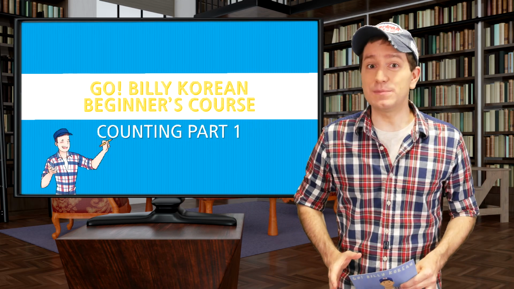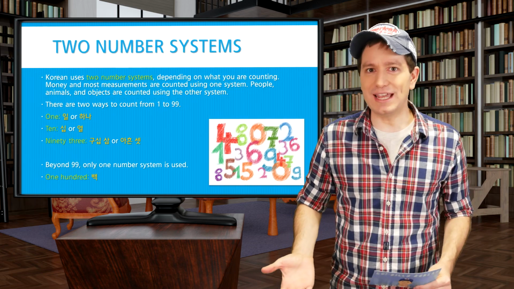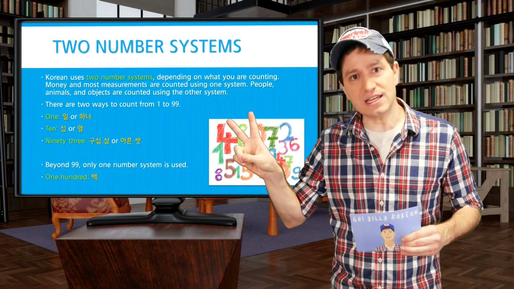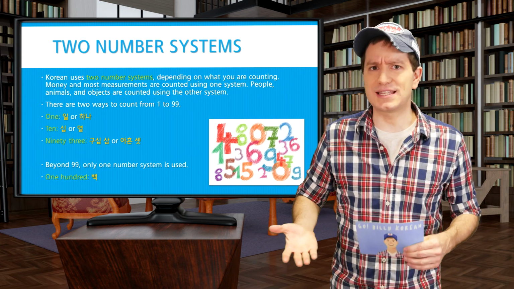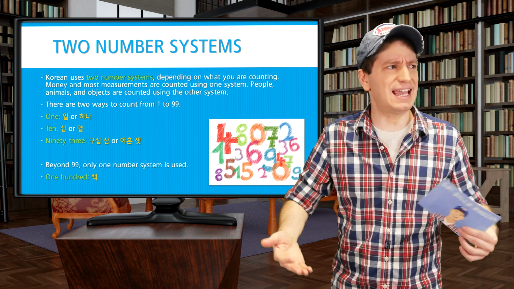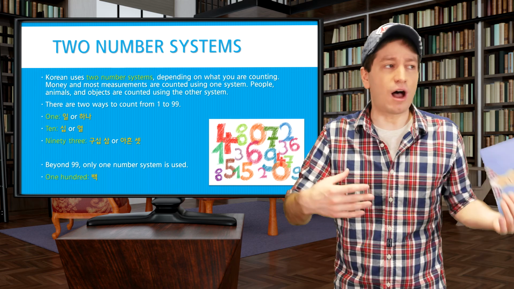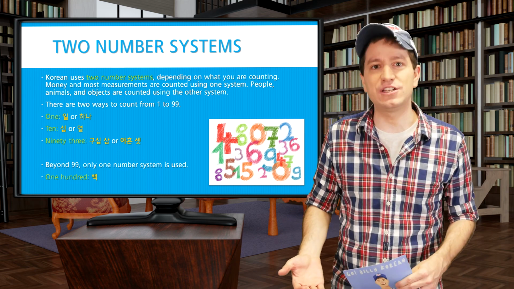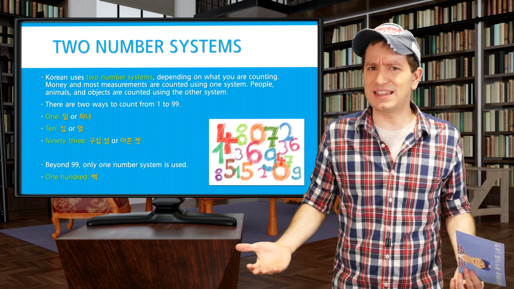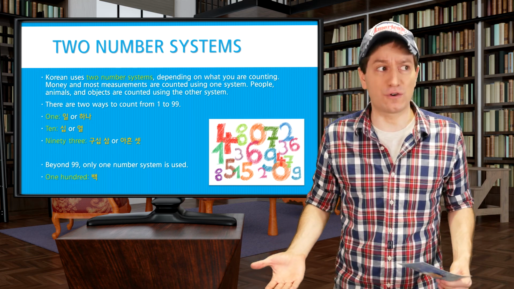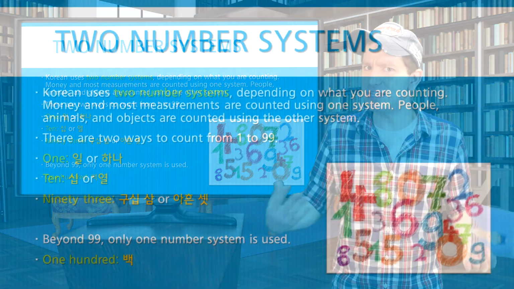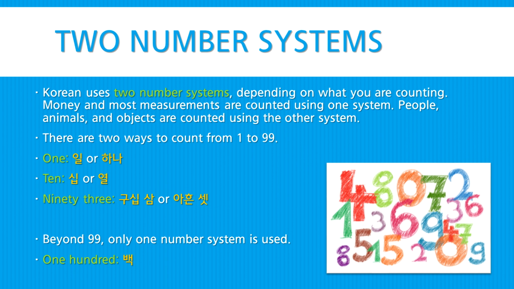So today we're going to be learning about numbers. In Korean, there are two different number systems depending on what it is that you're counting. So money and most measurements will be counted using one system, and people, objects, and animals will be counted using the other. And that means that there are two different ways to count from 1 to 99. So let's look at a few examples.